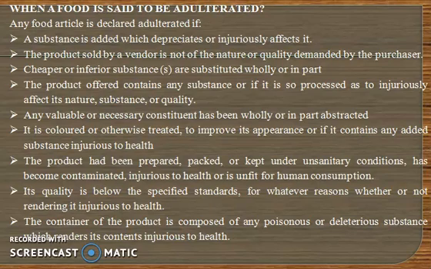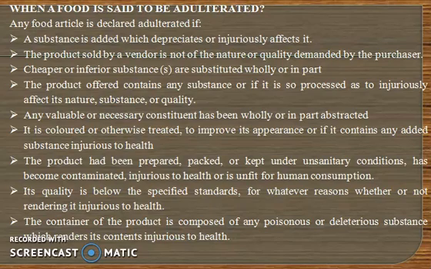If any valuable or necessary constituent has been wholly or in part abstracted from the food, that is also a food adulterant. When food is said to be adulterated, this is also a point. Another example: it is colored or otherwise treated to improve the appearance, or chemicals injurious to health are manually added. Those chemicals are also called food adulterants.